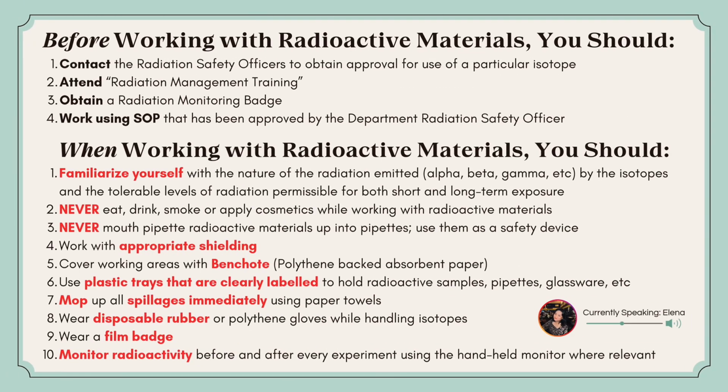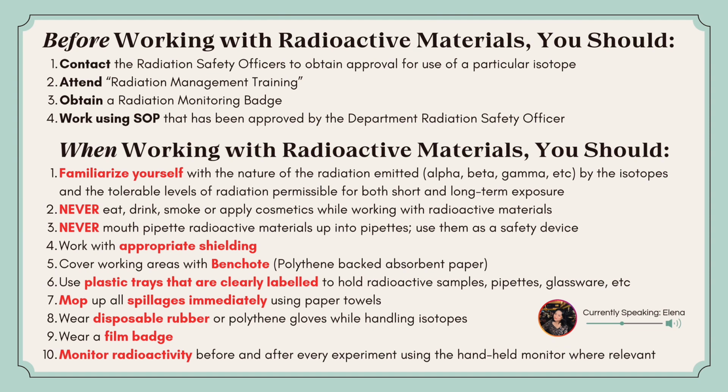Before working with radioactive materials, you should contact the radiation safety officers to obtain approval for use of a particular isotope. Next, you need to attend a radiation management training and obtain a radiation monitoring badge. Lastly, work using the standard operating procedure that has been approved by the Department Radiation Safety Officer.